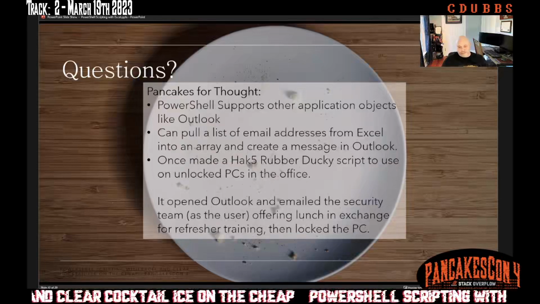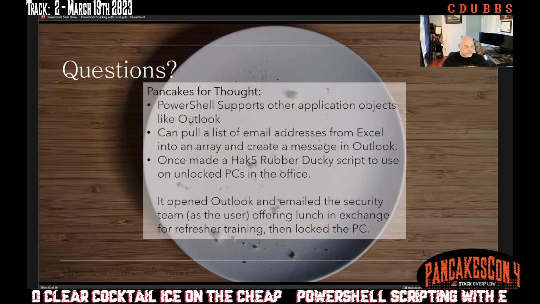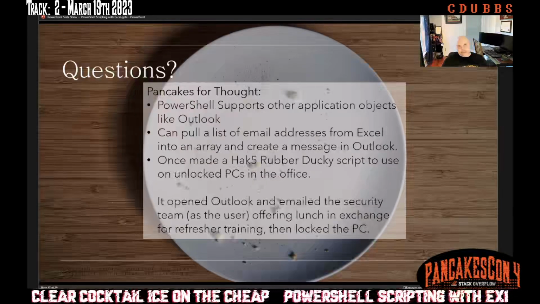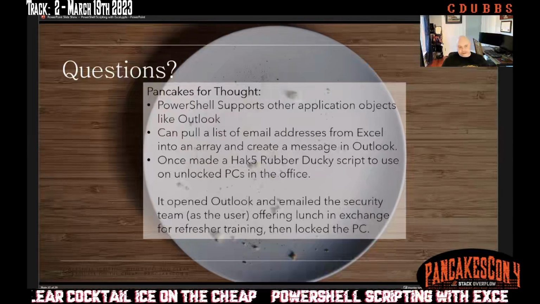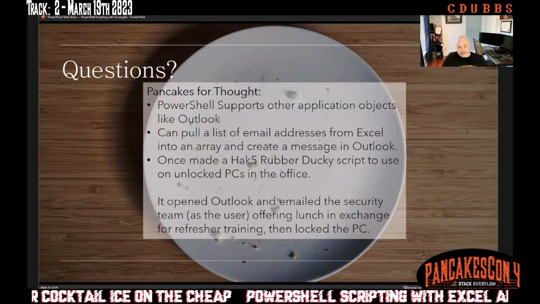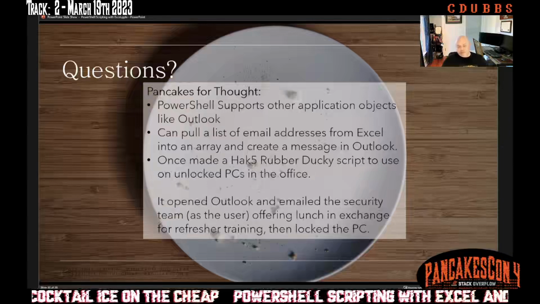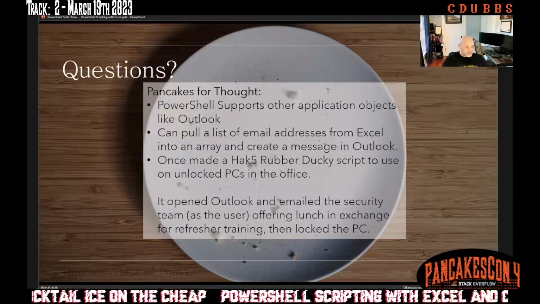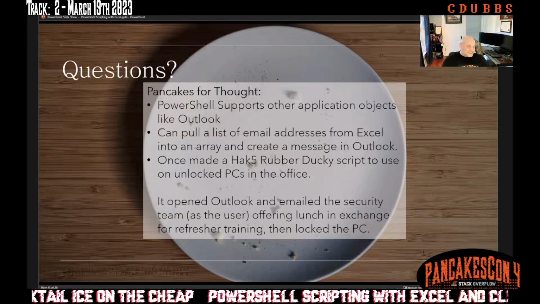And then it locked the PC for them. It only took a few seconds to execute. But the key takeaway there was the script would call Outlook as installed on their machine, and the email would come from them. I wasn't having to rely on open relays or anything. It came directly from their mailbox. So that's fun. Use with caution.